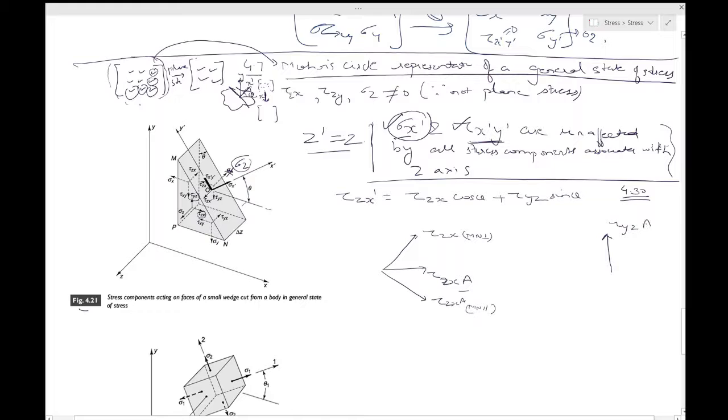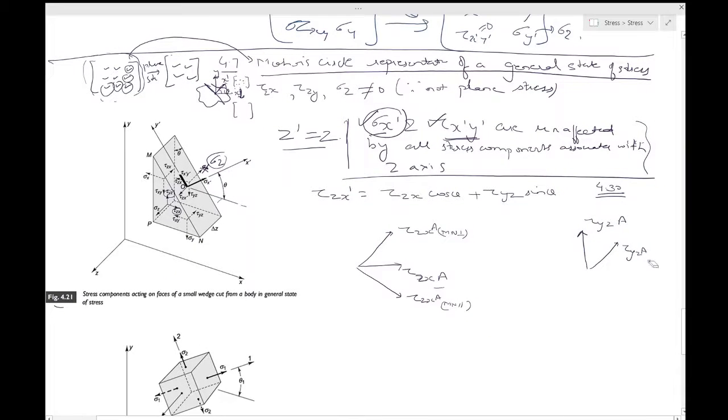Okay, so I'll just multiply it by area. So this is tau yz into area into MN perpendicular. The second is, I guess, this tau yz into area MN parallel.